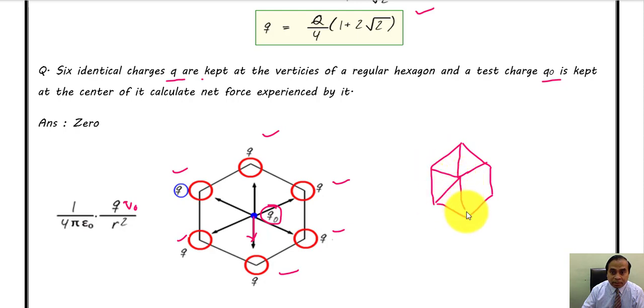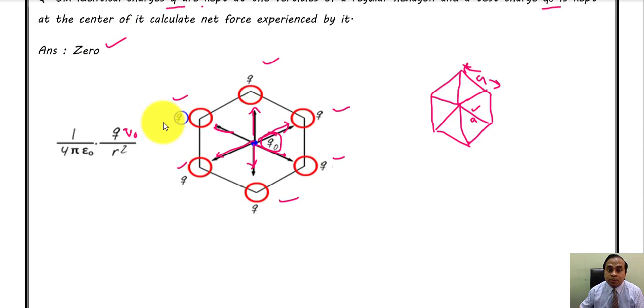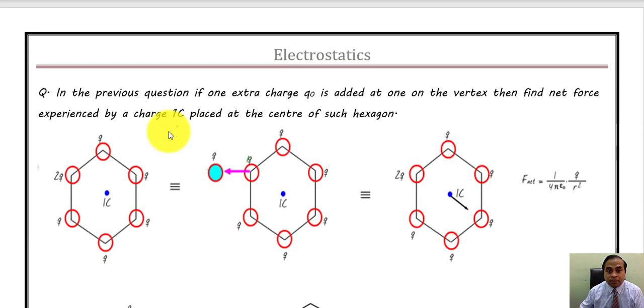So this diagonal length, it is equal to the side length itself. Whatever is the side length, that side length is numerically equal to its diagonal length also. So this is the force of repulsion, and it is counterbalanced by this force. So the net force is 0, as per the principle of superposition of charge.